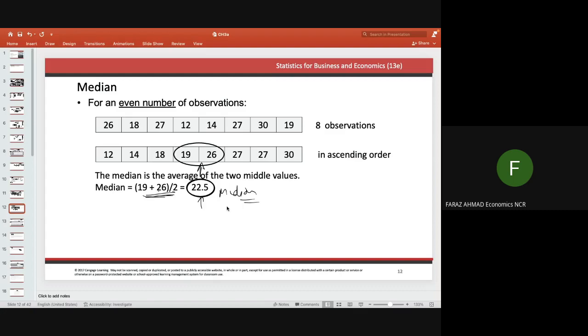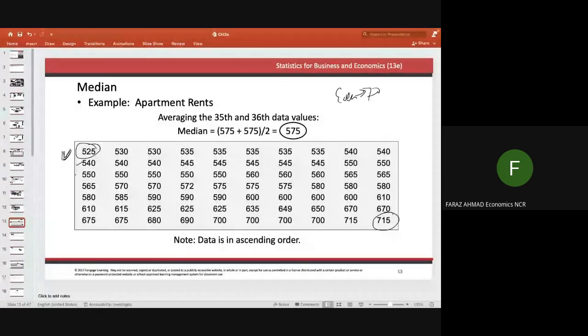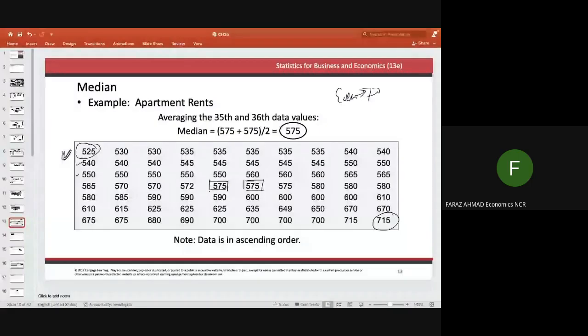So 1, 2, 3, 4, 5, 6, 7, 8, 9, 10. There are 10 numbers in each row. And if you reach the middle, 10, 20, 30, and then 31, 32, 33, 34, 35. This is the 35th number, and this is the 36th number. These 2 numbers are right in the middle. There are as many numbers on the left as there are on the right of these 2 numbers. So you can just take the average of these 2 numbers, which is again the same number because they are both the same. So 575 is the median of apartment rents.